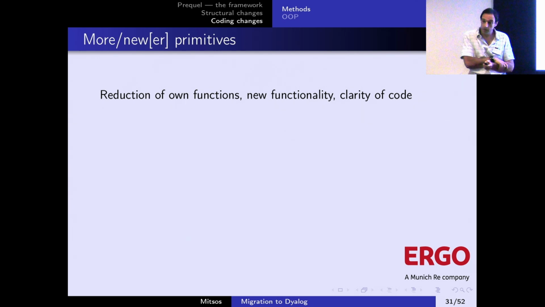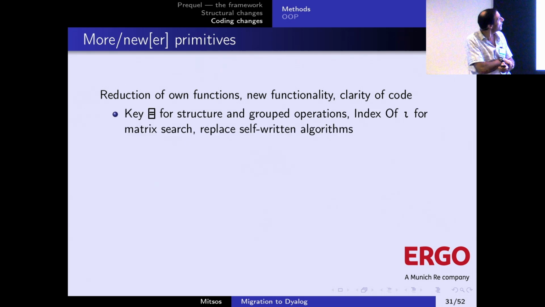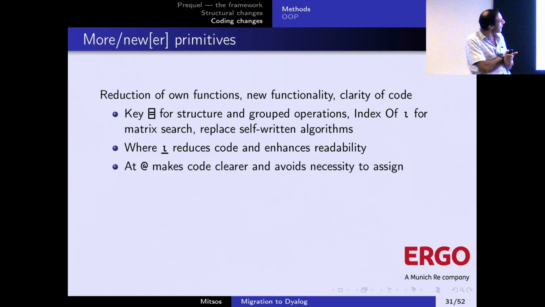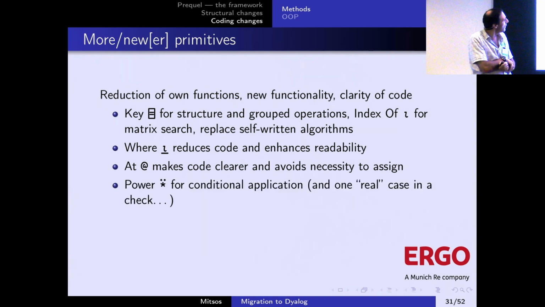New primitives is one of the kernel differences during migration. I've started, or I use key for central algorithms. I use the new capabilities of index of for matrices that were missing in APL+Win. I started using the iota underbar to make code more readable. I started using at the basic level to make simple replacements. And power operator at the most basic level as a condition for conditional application.